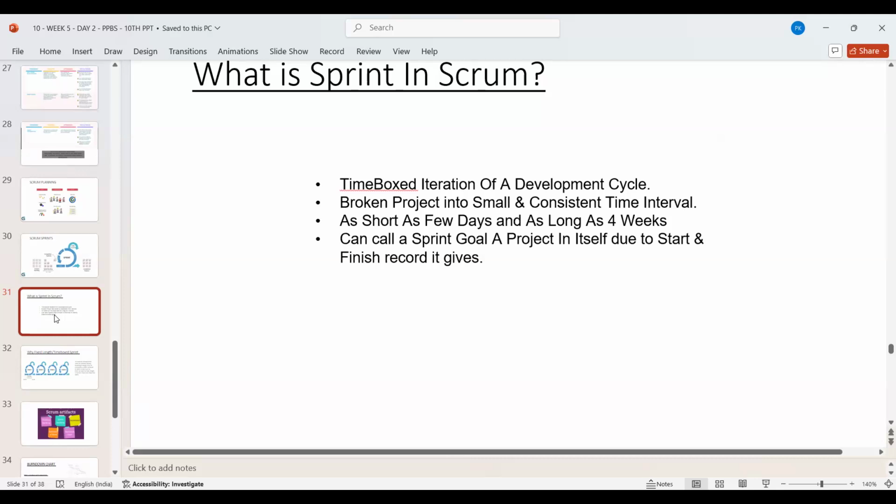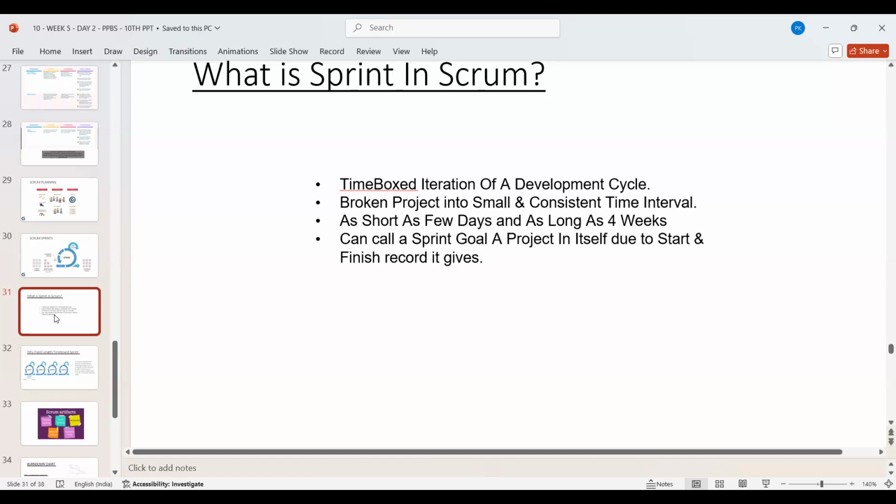Next point. Anyone? Breaks projects into small and consistent time intervals. Right? As short as a few days and as long as 4 weeks. Absolutely right. So we are saying the sprint can be of 1 week, that is 5 working days, or it can be as big as 4 weeks, right? That's a month.